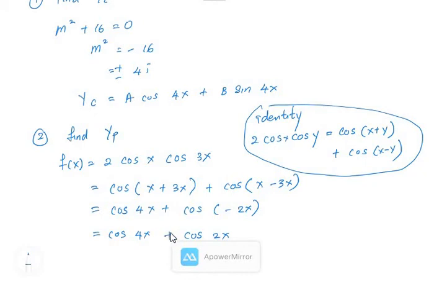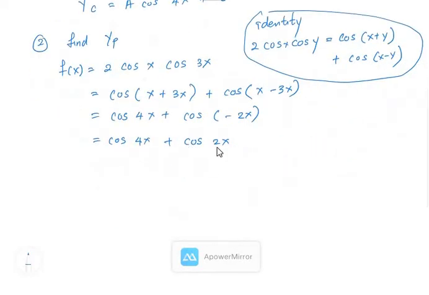Why did I say that this one is plus? Where is the negative here? Actually, cos negative 2x is equivalent to cos 2x. That's why I simplified it to cos 2x. So this answer, cos 4x plus cos 2x, is a combination of trigonometry.